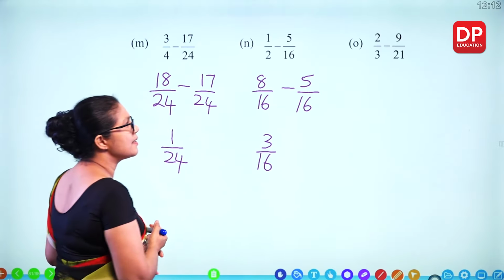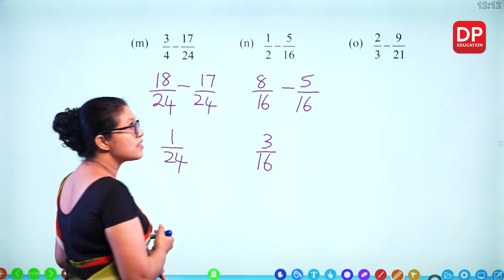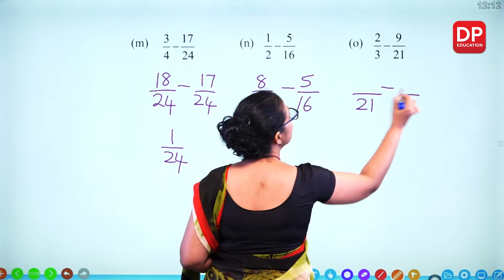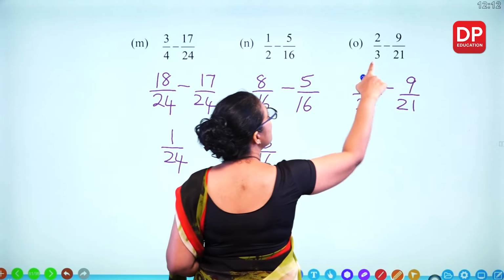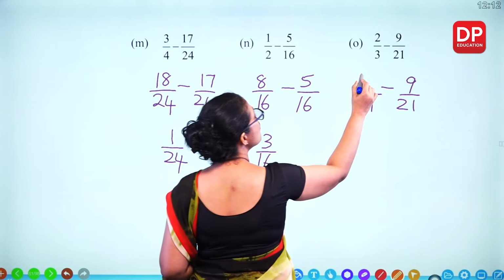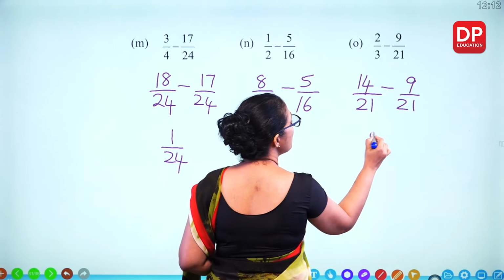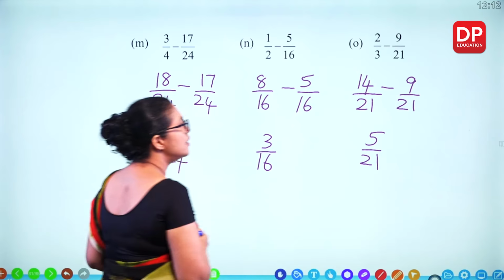3 over 16. 3 and 21. 21 is the common denominator. Multiply by 7. 7 times 2, 14. 14 minus 9, 5. 5 over 21.